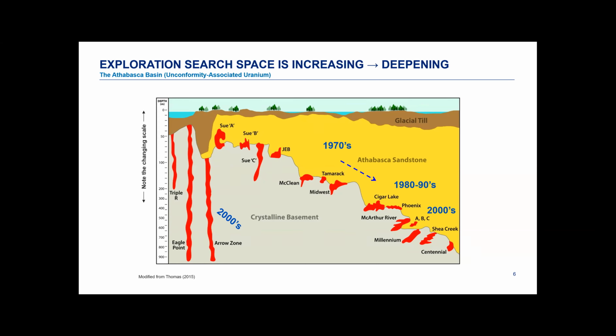But it was always understood that these deposits were associated with graphite, which is a decent conductor. So exploration started to go underground using EM methods. And in the 90s, Cigar Lake and McArthur River were found at about 600 meters. And just as you look at the slide, note on the vertical scale that there is a changing scale there. So Cigar Lake and McArthur River were found in the 80s and 90s using large loop TEM from surface.